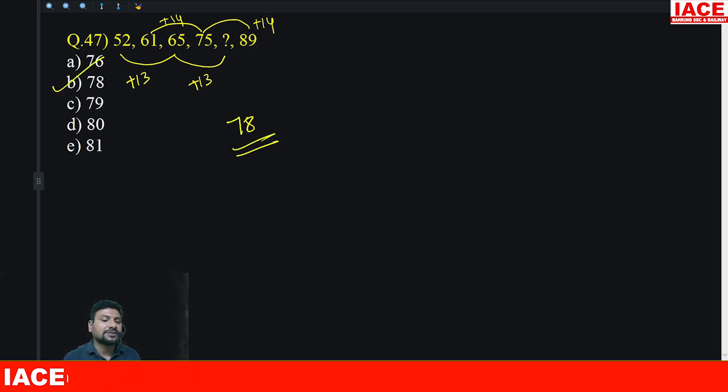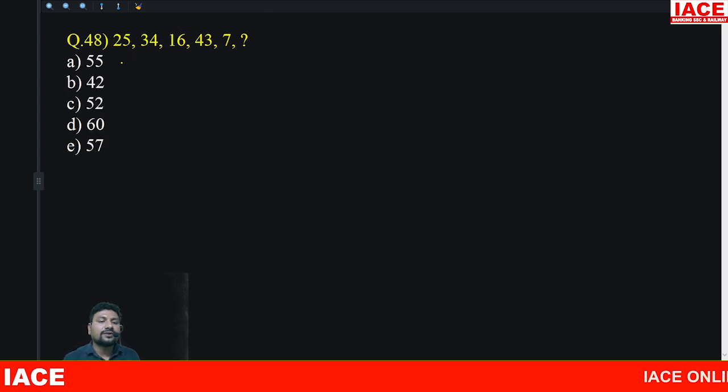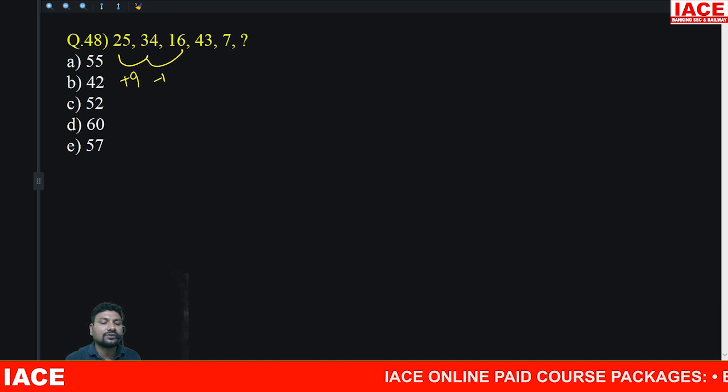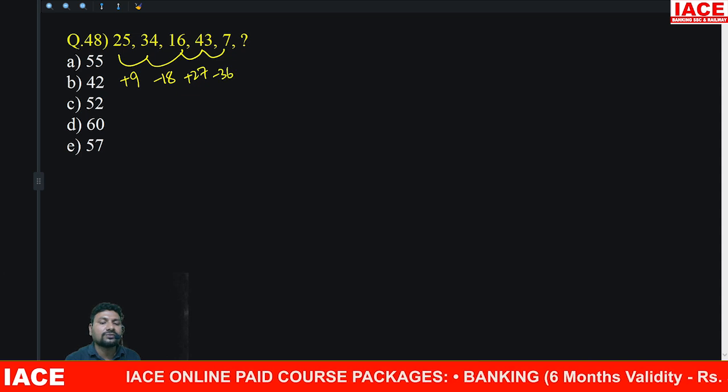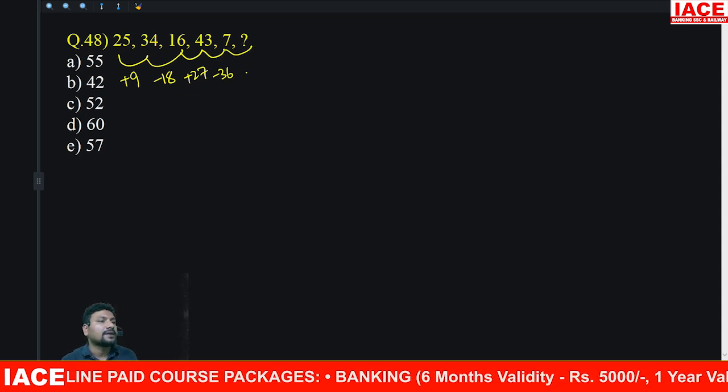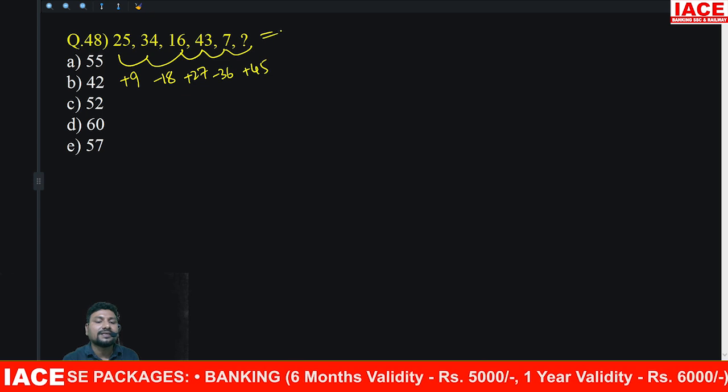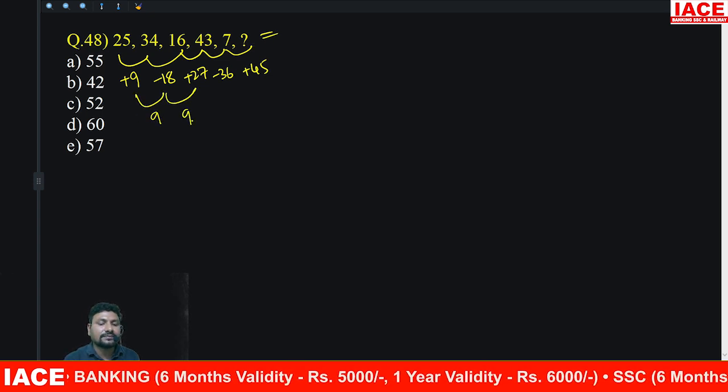Option B. 25 to 34 adding by 9. 34 to 16, it is a difference of how much? 18, and it is adding by 27, and removing is how much? 36. Now next one is 45. It is a 9 difference.